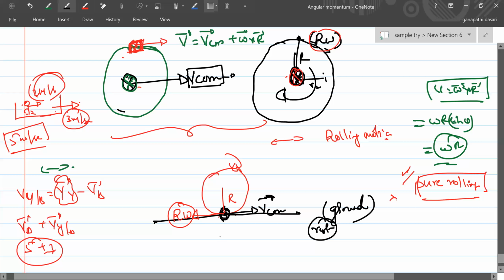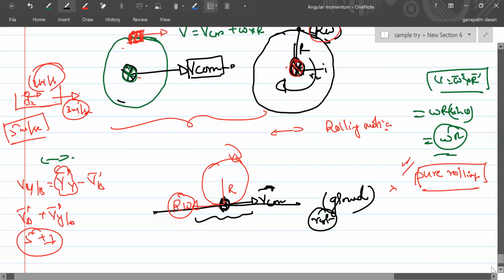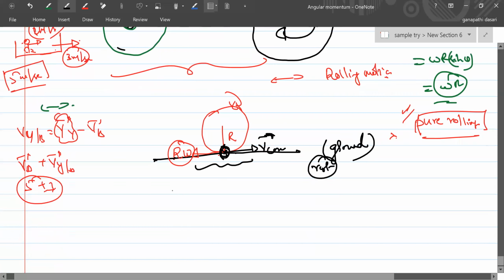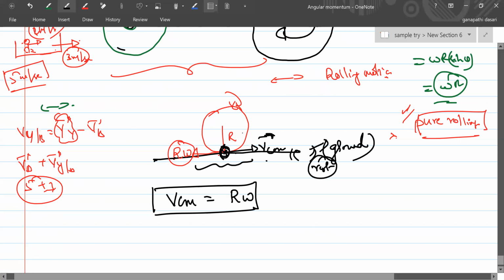For it to be at rest, the net velocity should be 0, right? That means v center of mass should be equal to r omega. That is why in pure rolling v center of mass equals r omega, but every time it is not r omega. You need to understand, because we need to check whether this will have velocity or not. When the ground is at rest, we can have this kind of situation.